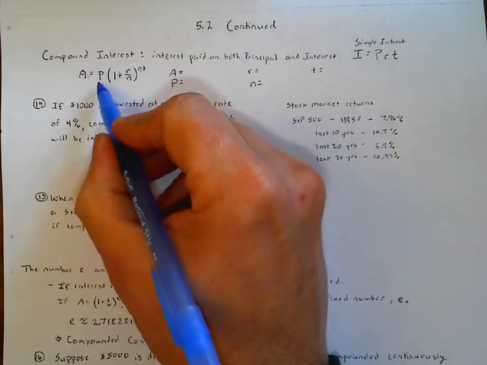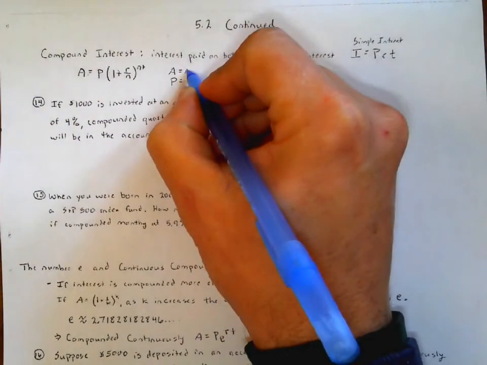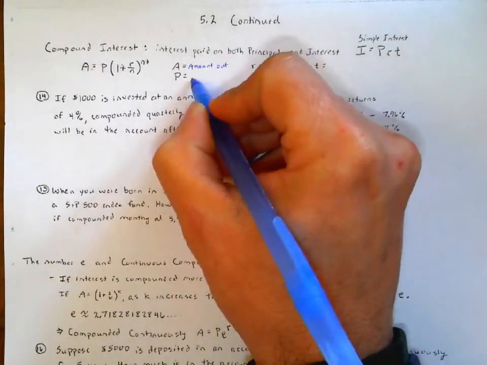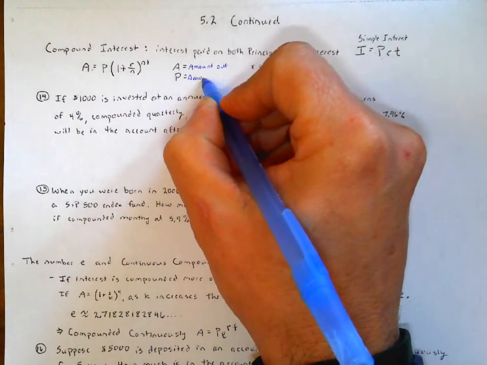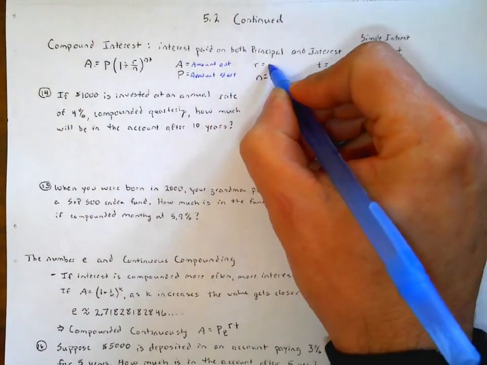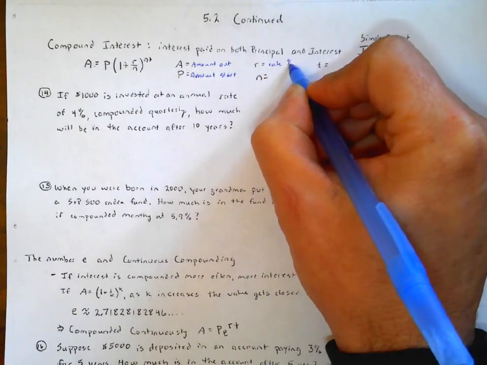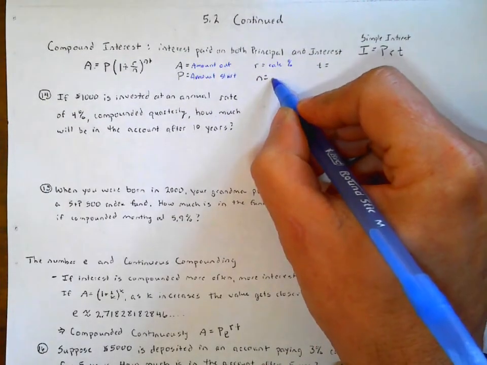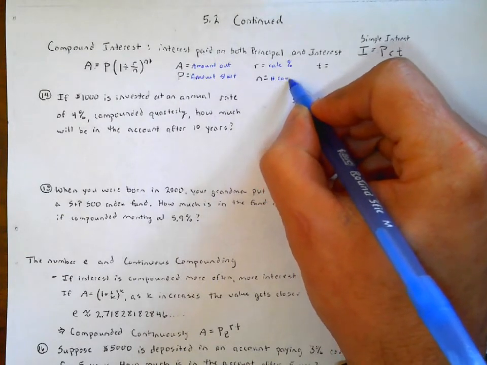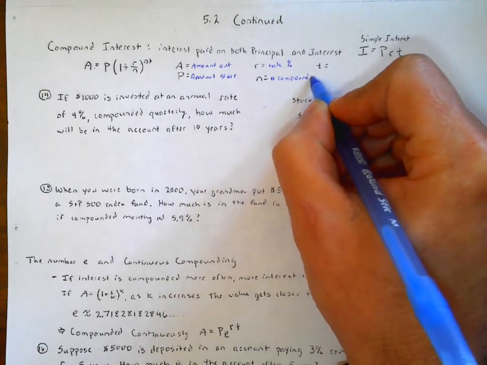So A is the amount out at the end. P is the amount you start with. And r is your rate, a percentage rate that you earned. n is the number of times compounded. And t is the time.